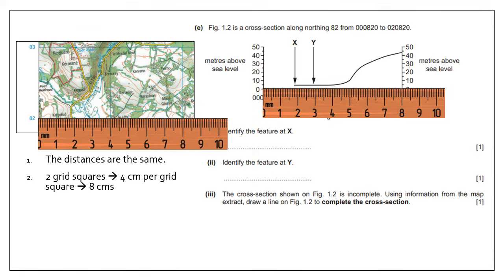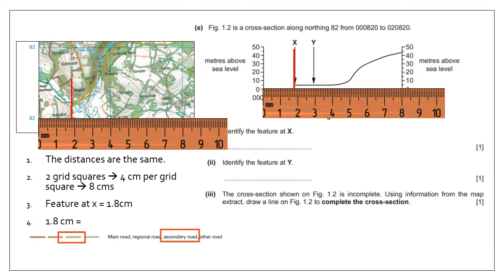So at 1.8, I can see that it is a secondary road, because I see there's a yellow line that meets it. And so I check on my key, the third one along is a yellow line, and so the third one along in the explanation is a secondary road. And so I'm going to write that in.